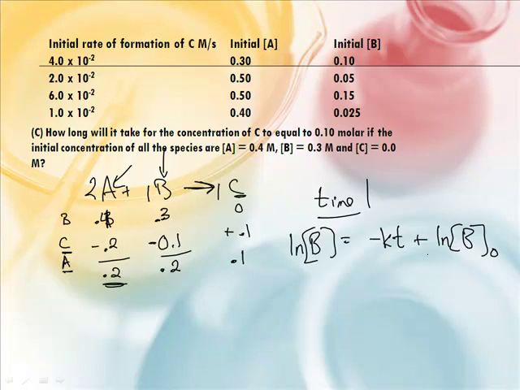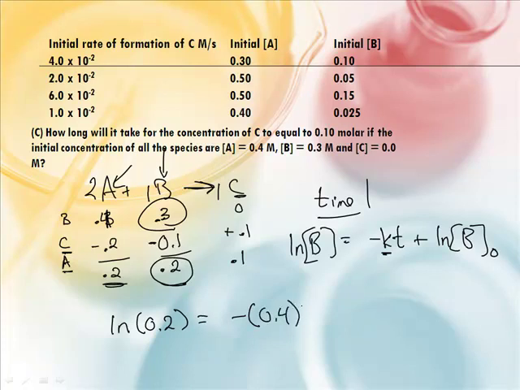So our B original is 0.3. Our B at the time t is 0.2. And we know the value of k. We calculated that just a minute ago. It's 0.4. So I will say the natural log of 0.2 would be equal to negative k, which was 0.4, times t plus the natural log of B original, which is 0.3.